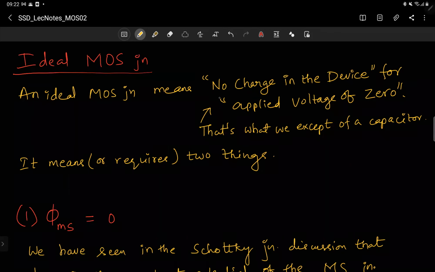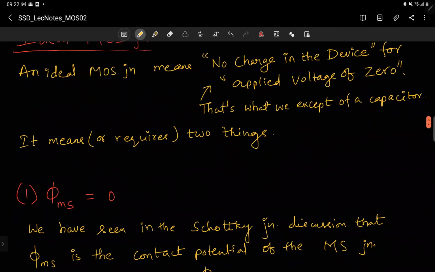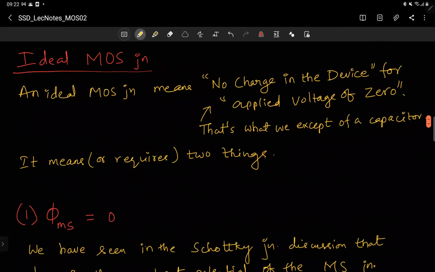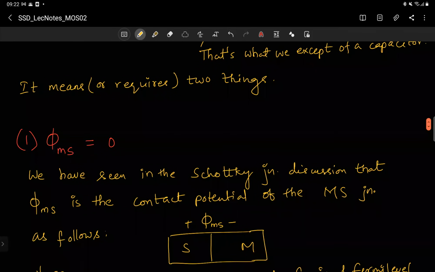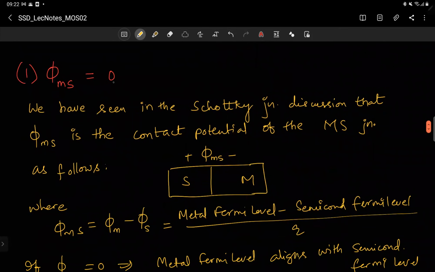So basically, ideal MOS junction means what? Just like any normal capacitor, which doesn't have any charge for zero applied voltage. So you should not have any charge in the device for zero applied voltage. So it requires two things. Ideal MOS junction means two things have to be satisfied. So phi ms equal to 0.